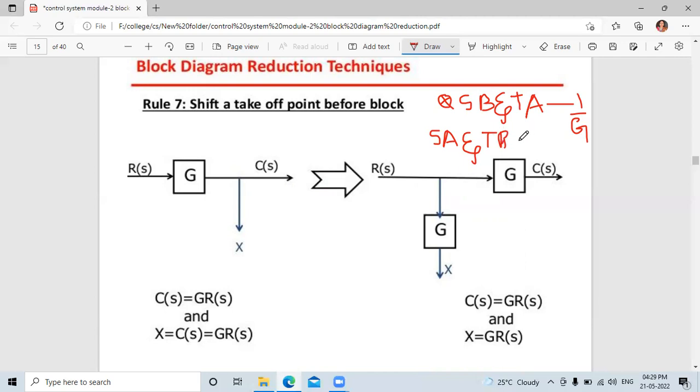So here G. So shifting summing point after the block, or if we want to shift takeoff point before, then we will multiply G. And shifting summing point before the block and takeoff point after the block, then we will multiply 1 by G. So you observe now, shift takeoff point before a block, that is this one. So it is a G. So they will multiply G.